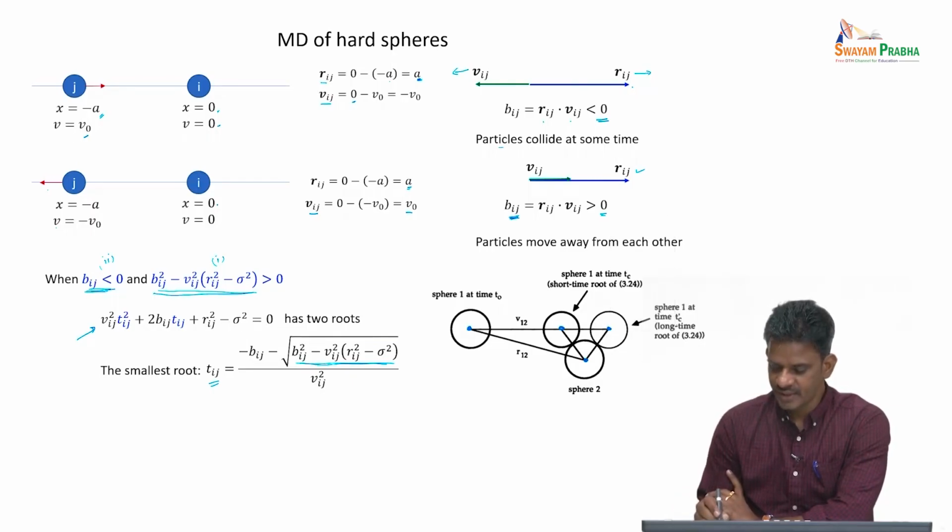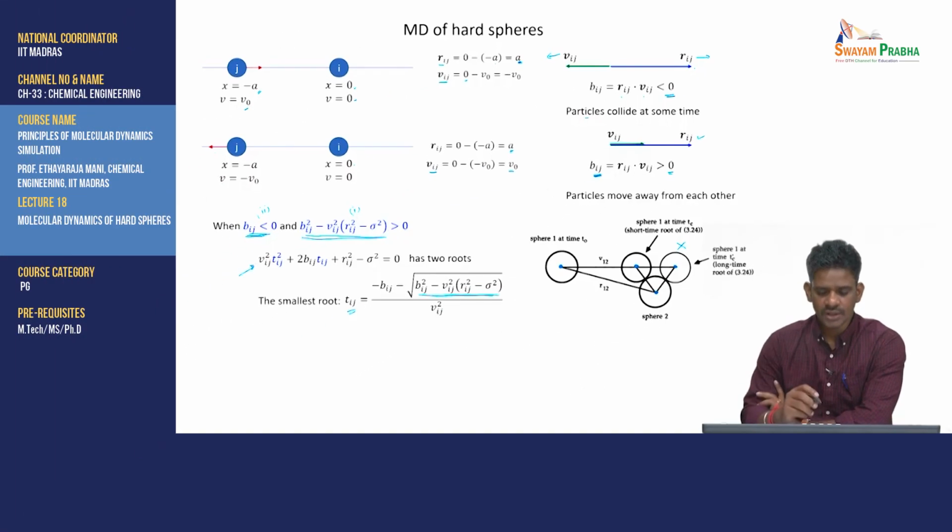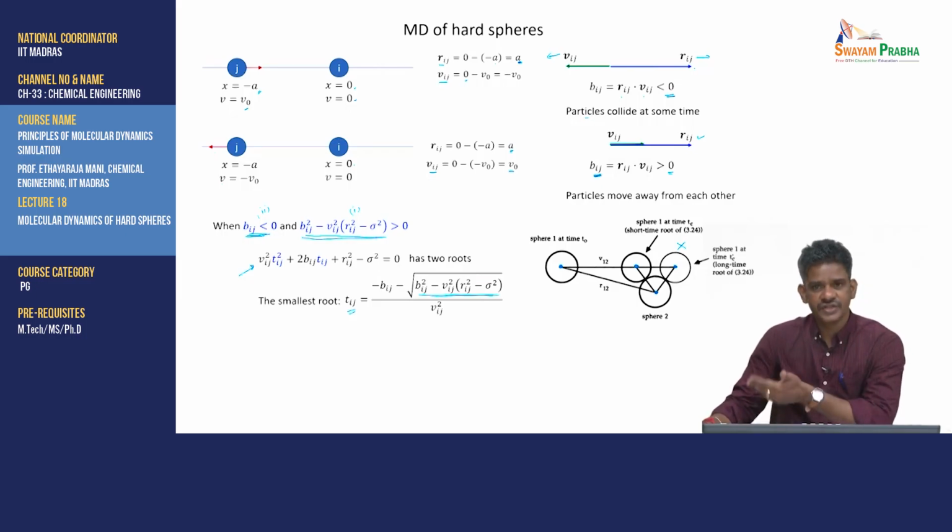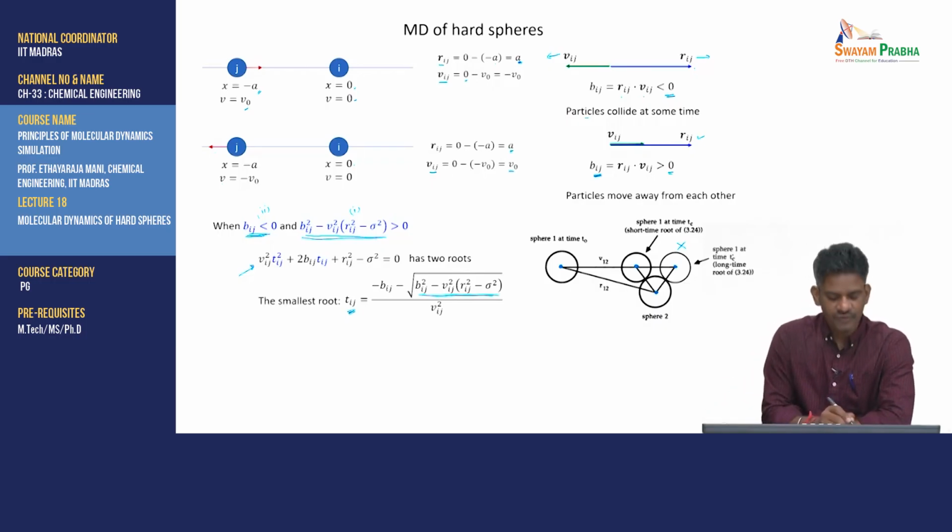Okay. But then by the time the particle comes here, it has to go through this. So, this is not physically possible. So, we take the shortest collision time of the particles i and j. This method can now be applied for all the pairs i and j, and then we can get the collision time for each of those pairs whenever they satisfy these two conditions.